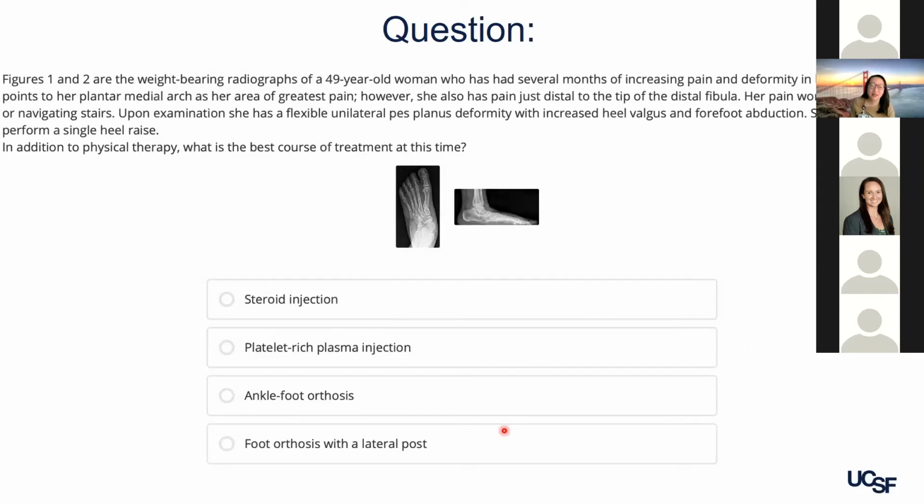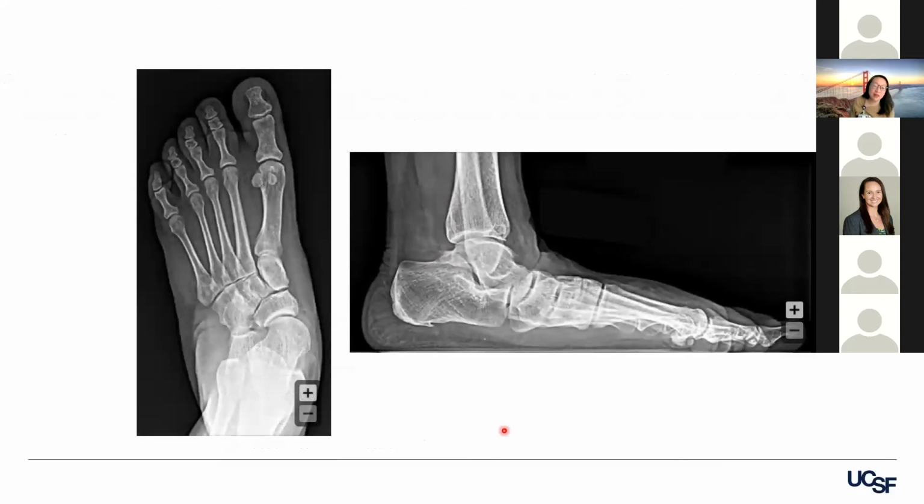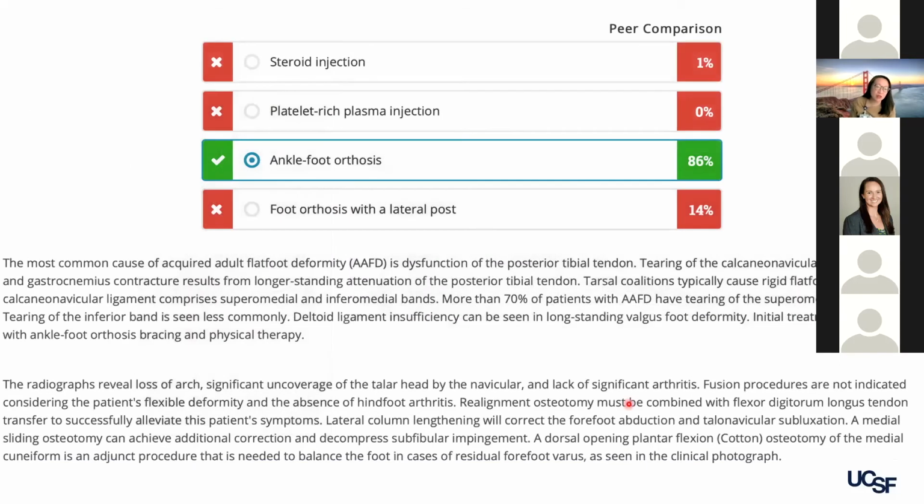Yep, exactly. So you definitely don't want, so we know PRP, steroid, not great. You don't want to put a lateral post, right? Because a lateral post is going to tilt her foot into more valgus. So that's making it worse. And also, for something like this, it is pretty severe. Remember how I said in the classification, you can measure how much the talar head is uncovered. This is more than 50%, right? Here and here is the talar head. This is maybe 60%. So when it's significant, an orthotic is really not going to do anything. So yes, you're going to offer this patient an AFO.